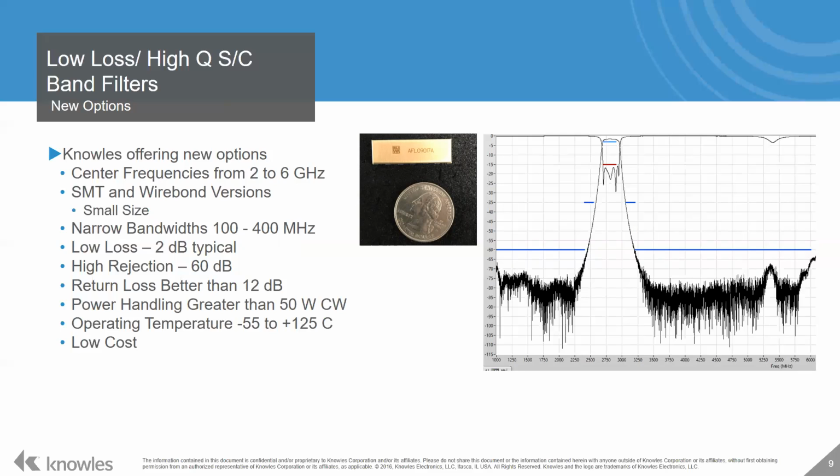You have low loss, 2 dB typical, in some cases lower than 1 dB. They have high rejection of greater than 60 dB close to the band edges. Return loss is better than 12 dB. They handle power greater than 50 watts CW. The operating temperature is minus 55 to plus 125 degrees C. And they're lower cost compared to most other options.